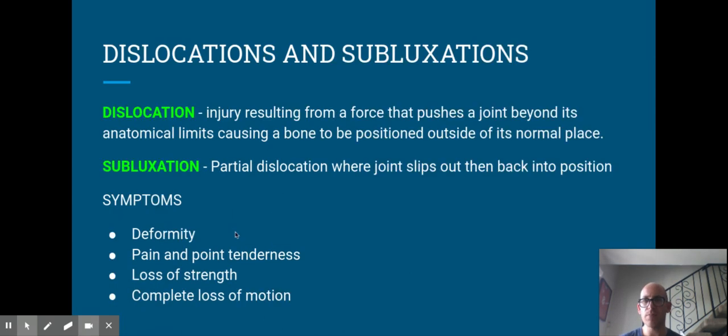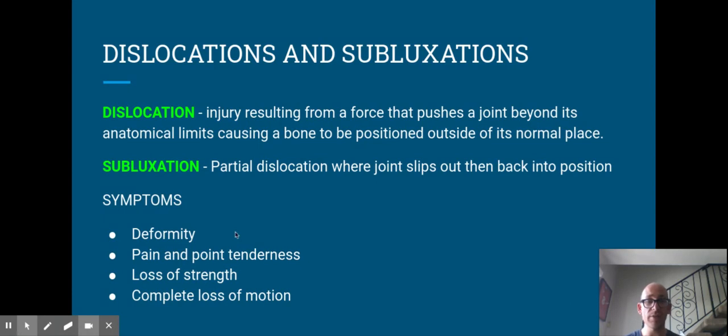All right, next up we have dislocations and subluxations. A dislocation is an injury where the bone is forced out of its normal position. Okay, it's as simple as that. Beyond its anatomical limits and leaving the bone positioned outside. A subluxation is where you get a partial dislocation where the joint slips out and then slips back in.